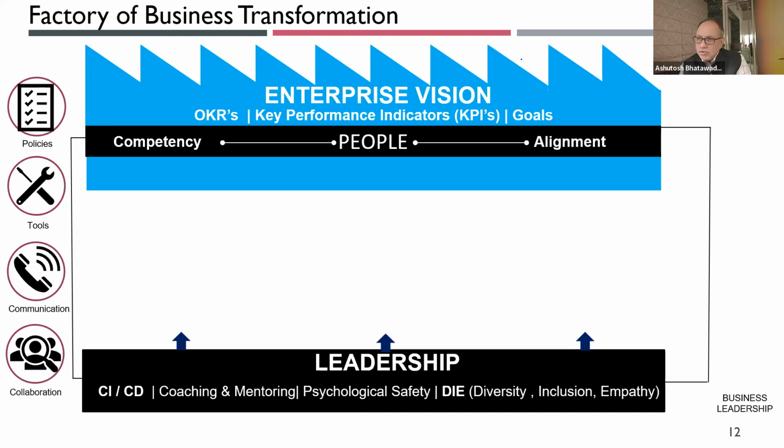What you see on the left-hand side are the key resources. I don't like to use the word resources, but for the sake of simplicity, I'm using it. You need policies, you need tools, you need collaboration, you need communication. Those are some of the important enablers or tools which are there.